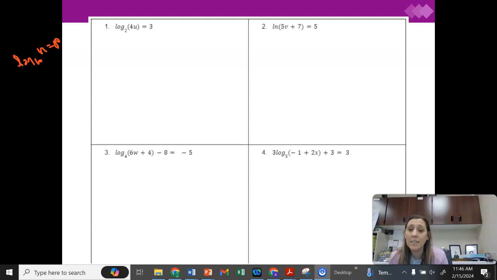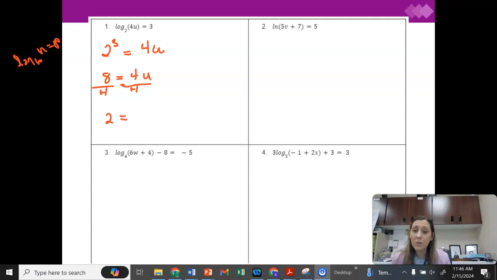I could rewrite this as 2 to the third equals 4u. Now, I don't know what u is, but I'm going to be able to find it because I know what 2 to the third is. That's 8. I look up at my wall and I can see it. So we get 8 equals 4u, divide by 4, divide by 4, and I get that 2 equals u. And that's my final answer.